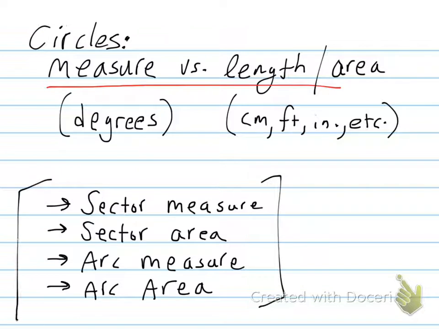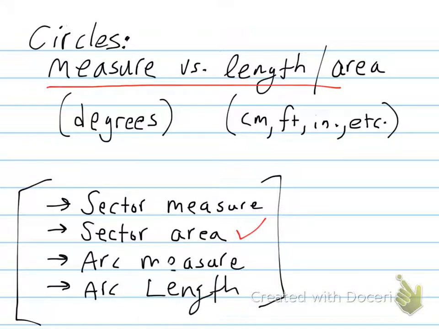We're going to talk about sectors and arcs in two different ways for each of them. We've already talked about sector area in class through a couple of examples, but I want to formalize that a little bit. We'll also talk about sector measure, and there's a difference between measure and length and area. And, whoops, there's a typo here. That should be arc length. My mistake. And we'll also talk about arcs in two different ways. The measure of an arc and the length of an arc.